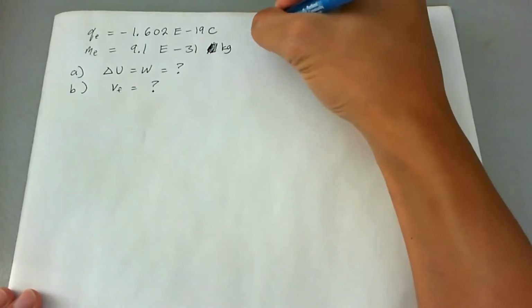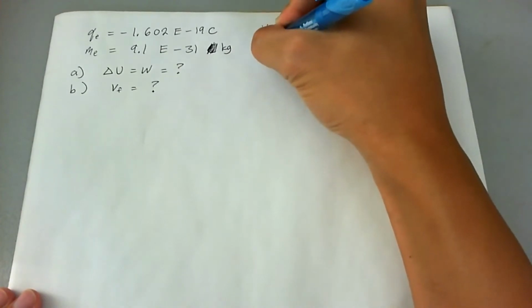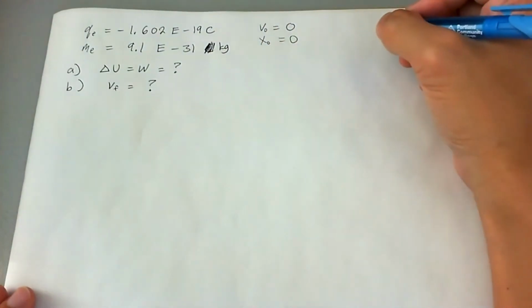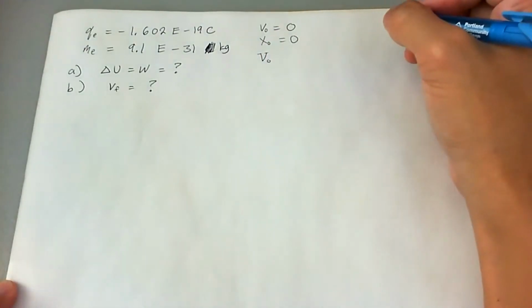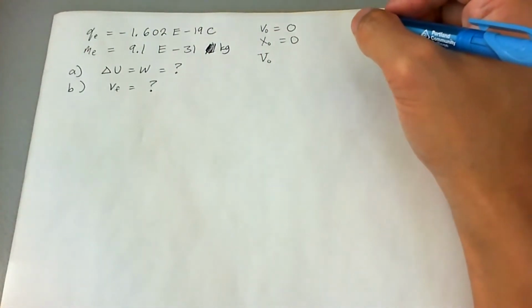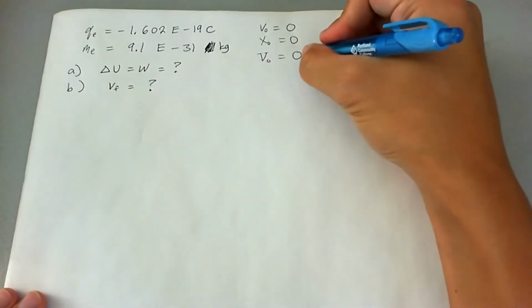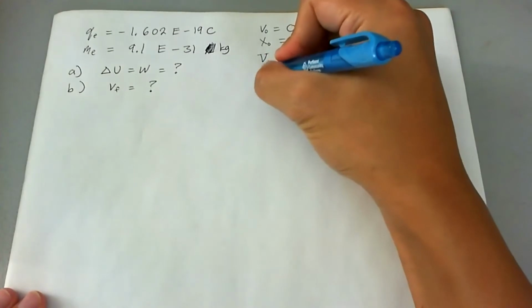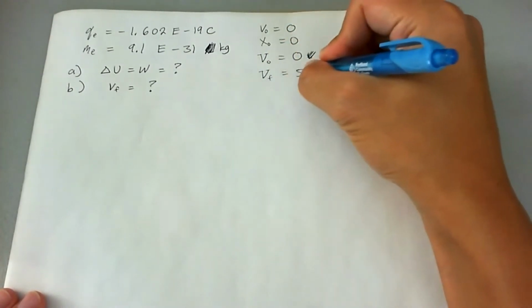We know that the electron starts off at rest. We know that it'll just start its position at 0. We know that the negative side of the parallel plate capacitor is 0 volts. And we will note that the positive side where the electron finishes is at 5,000 volts.